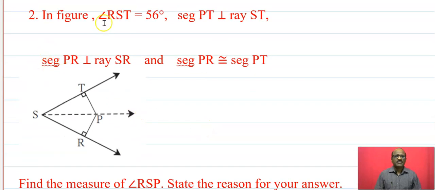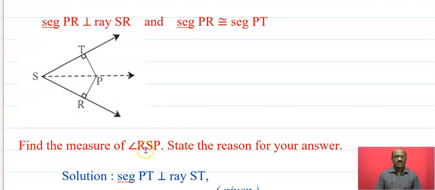Next, in the figure, the measure of angle RST is equal to 56. Segment PT is perpendicular to ray ST, and segment PR is perpendicular to segment SR, and segment PR is congruent to segment PT. Therefore, find the measure of angle RSP.